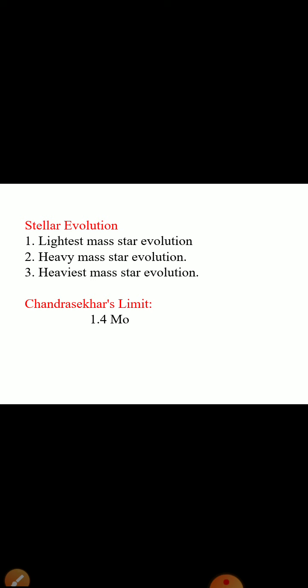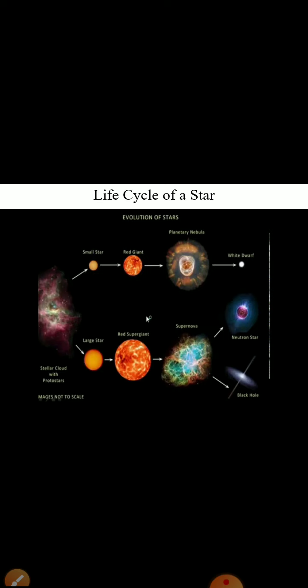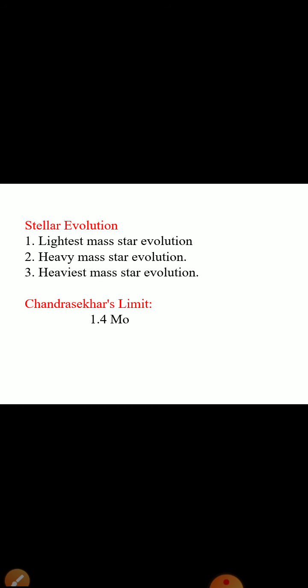So depending upon the initial mass at the time of formation of a star, they undergo three types of stellar evolution. That is lightest mass star evolution, heavy mass star evolution, and heaviest mass star evolution. Now, if you see this diagram, it will clearly explain the different stages of a star. So first of all, let us know what is lightest mass star evolution.